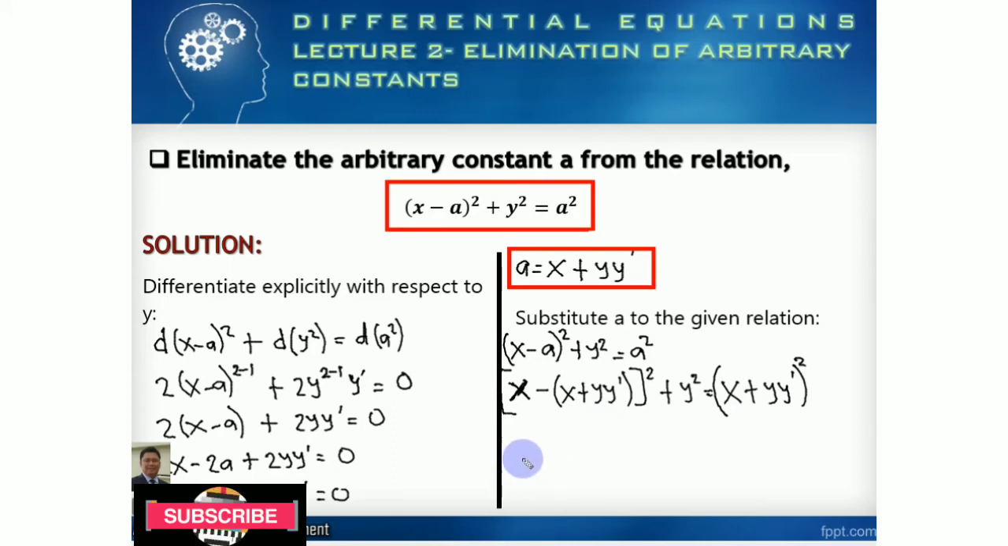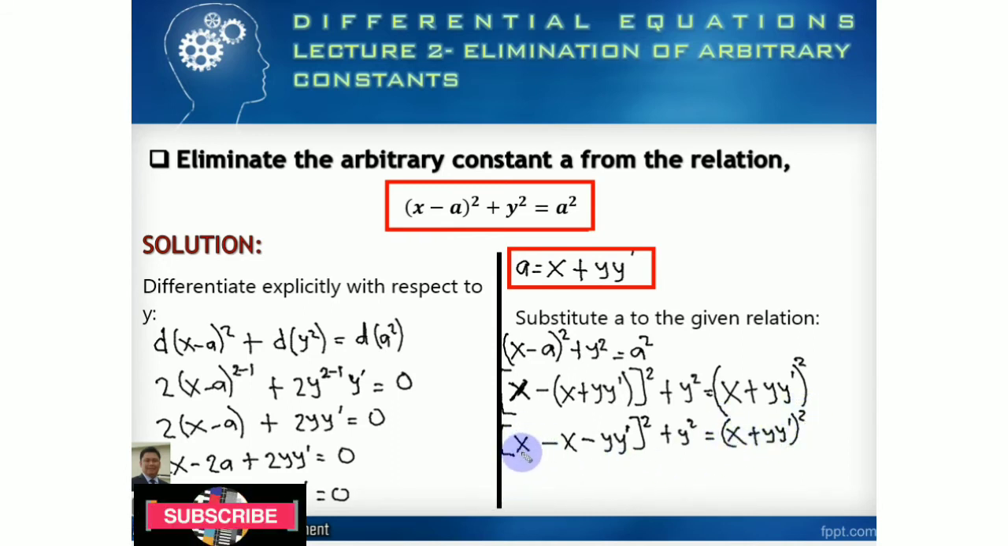So if we're going to simplify this one, we can distribute this negative sign in its term. So this would become x, negative 1 times this x is minus x, negative 1 times this y prime, so we have this minus y prime, raised to the power of 2 plus this y squared is equal now to x plus y prime raised to the power of 2.